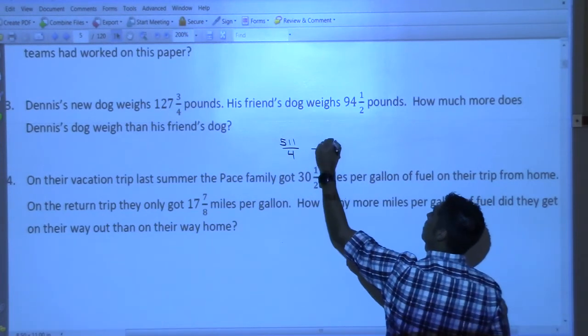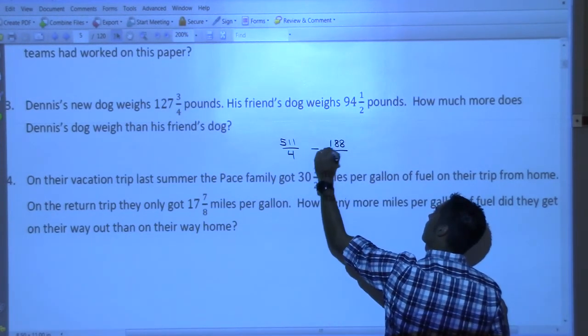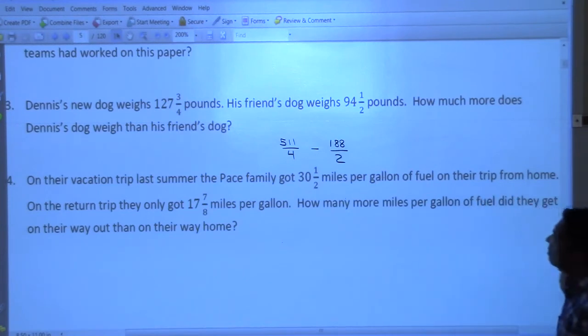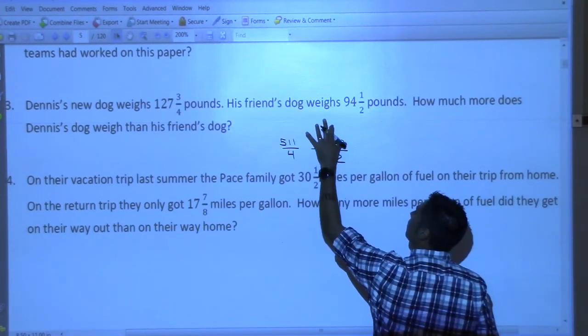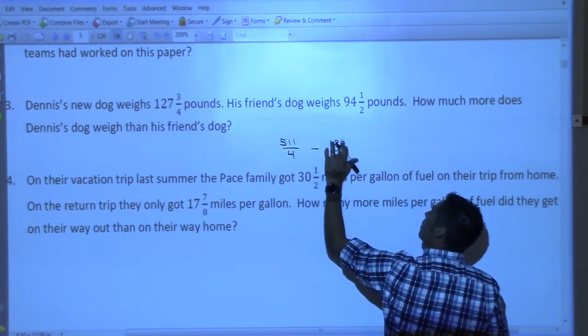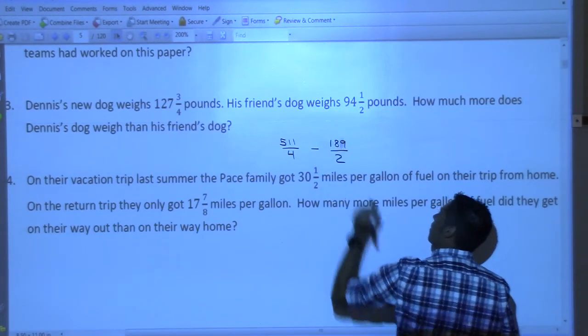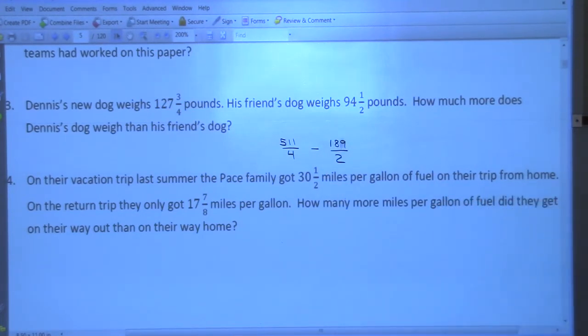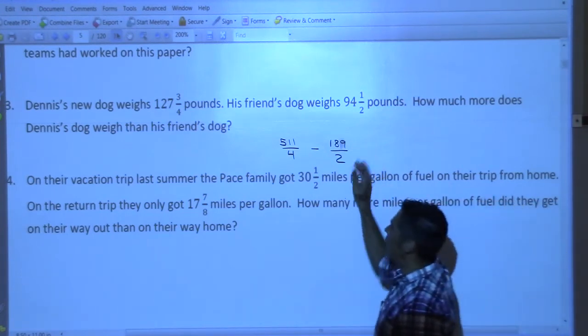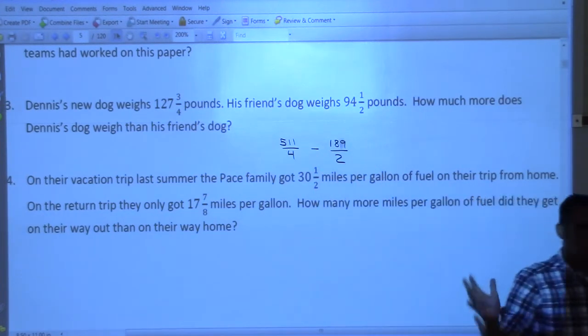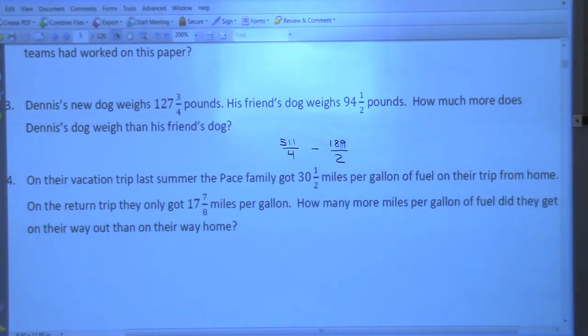188 over 2. 9. I forgot to add the 1. Thank you. There we go. And so at this point, you could do however you want. You could get your common denominator, or you could do that little cross thing. It's all up to you. Do y'all want to stick with that little cross thing, or what?